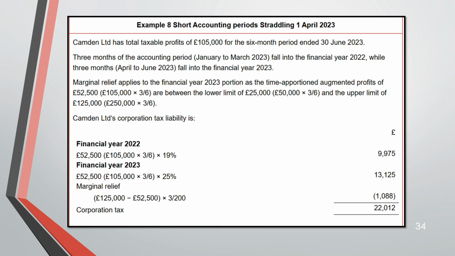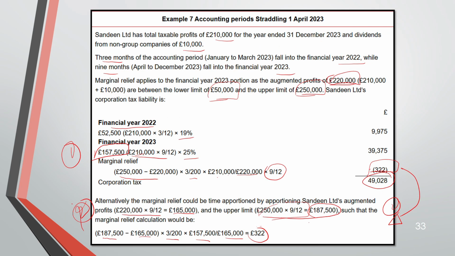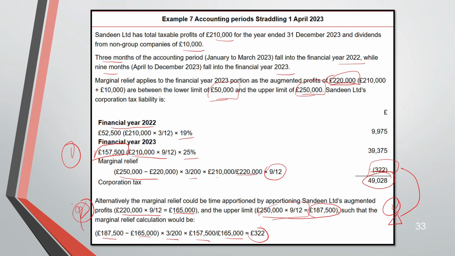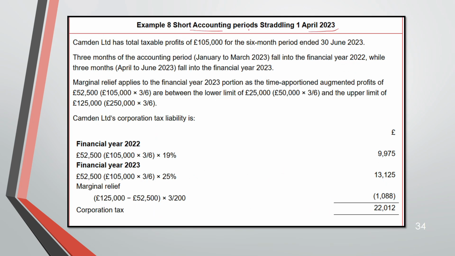Now 8. So example 8. Short accounting periods straddling 1st April. See here, it is not a short accounting period in example 7. It was just an accounting period starting 1st April 2023, but it falls into different financial years. But here it is a short accounting period, not starting 1st April. So TTP is 105. This is for 6 months, ending 30th June. Now, the first 3 months, Jan to March, falls in financial year 2022. The next 3 months, April, May, June, falls in the financial year 2023.